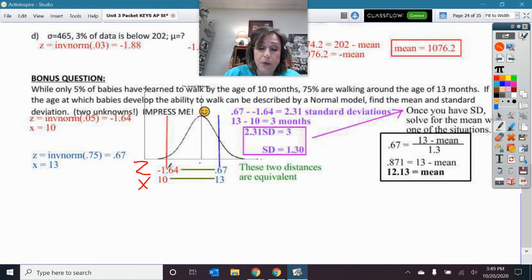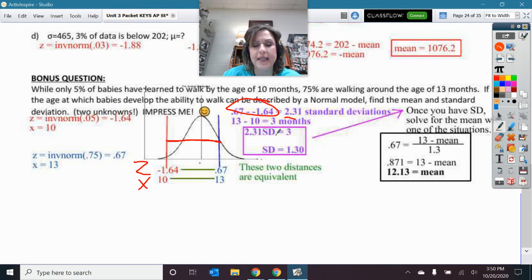So from negative 1.64 to positive 0.67, I'm going to do the subtraction. 0.67 minus negative 1.64, and that's a total. So this distance from one line to the other is 2.31 standard deviations. Remember, that's what a z-score says, how many standard deviations. Z-score is a measure of the standard deviations. So this distance is 2.31 standard deviations wide. So that's what I wrote, 2.31 SD.